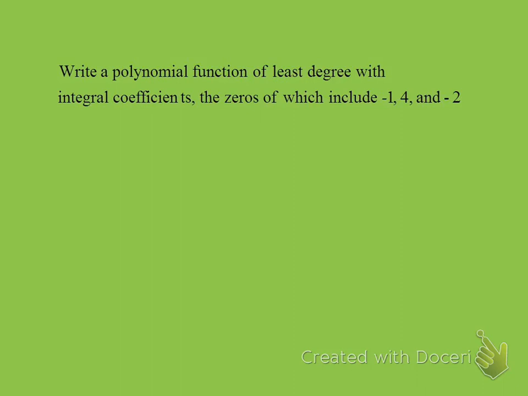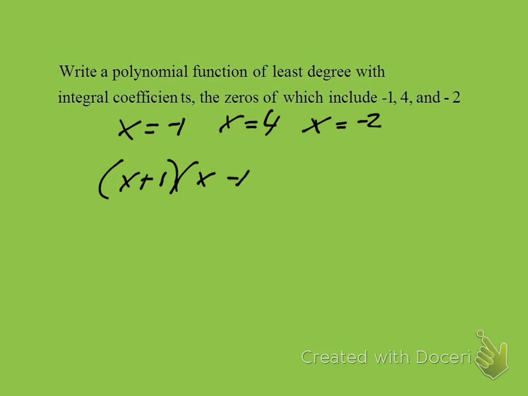So your steps to these are very similar to when we did them with quadratic equations. You would go x equals -1, x equals 4, x equals -2. You would then take them from their zeros, turn them into their factors, which means move them from the right to the left, and put them in parentheses. x plus 1, x minus 4, x plus 2.